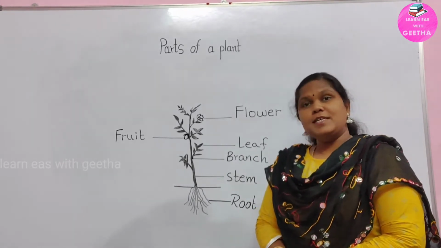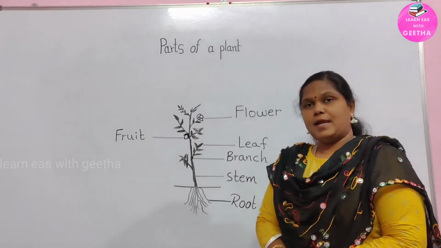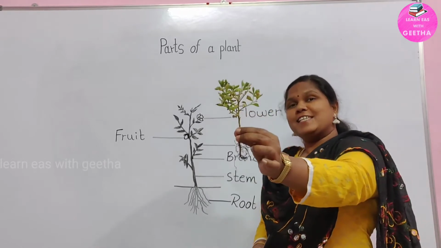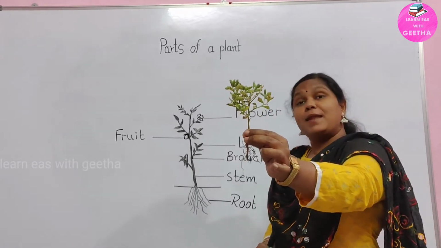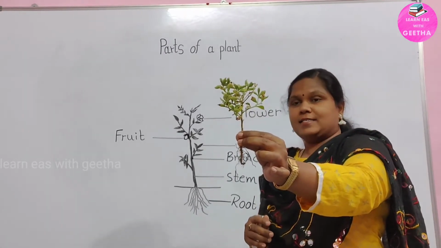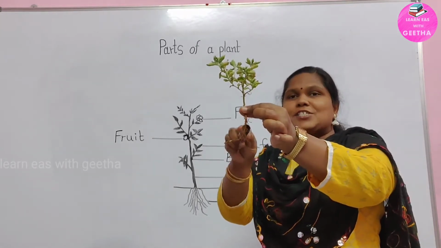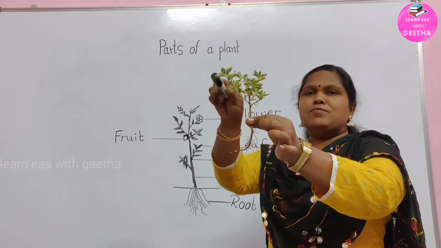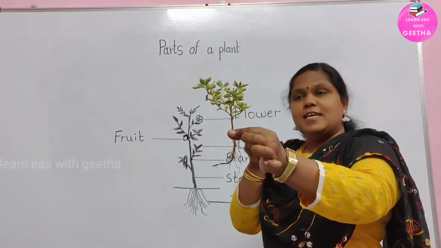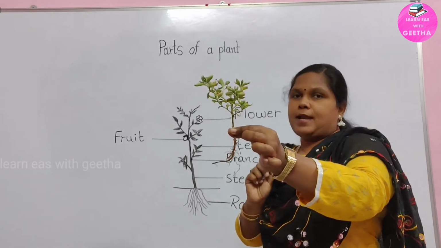Children, have you seen a plant? Yes, I will show you a plant and you just identify. What is this, children? This is a plant. Now observe what parts it has. See, down here it has some hair-like structure, and here something else, and some parts are green in color. Yes, all these are different parts of a plant.